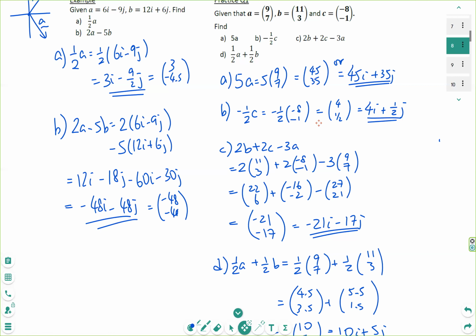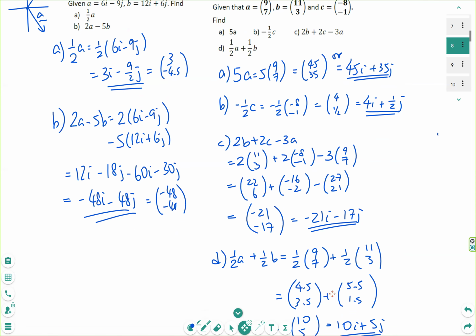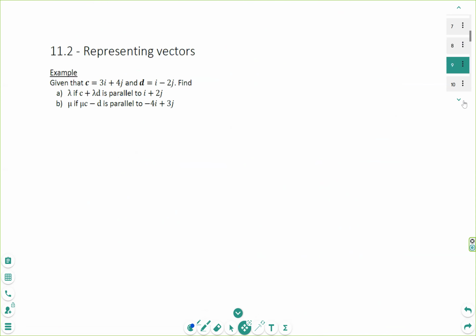So here are the answers. You can either leave them in column vector form or ij form. In the question, if they want you to give it a specific format, they will tell you to leave it as column vector form or leave it in ij form. So I've written both answers. You can write both of them, or either one of them. So that's A, B, C, and D. Right, let's move on.